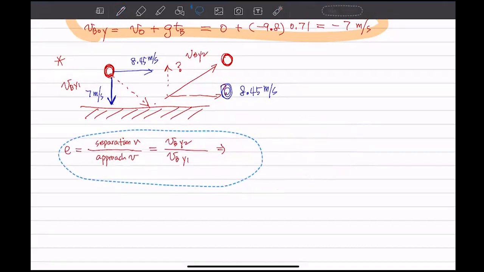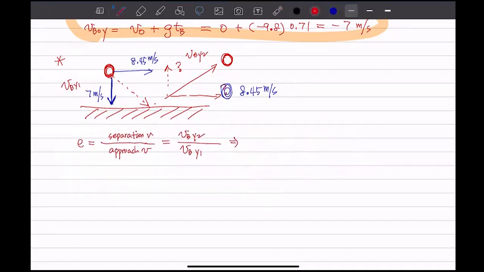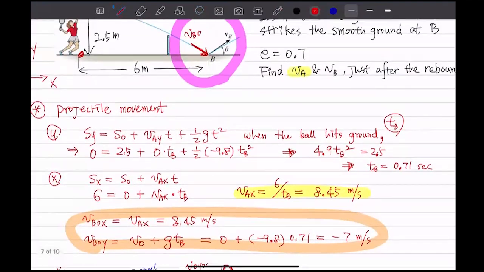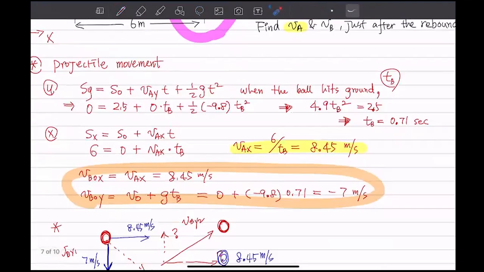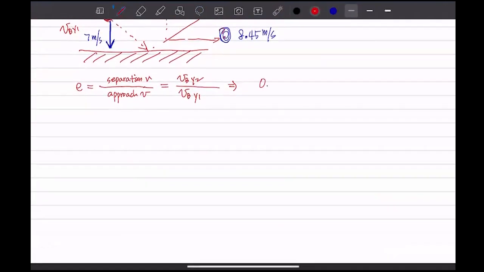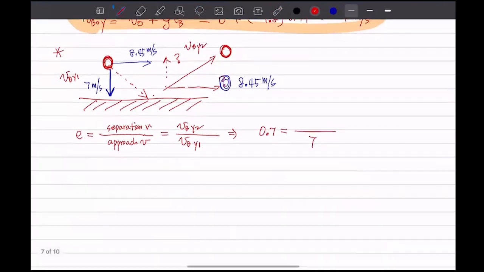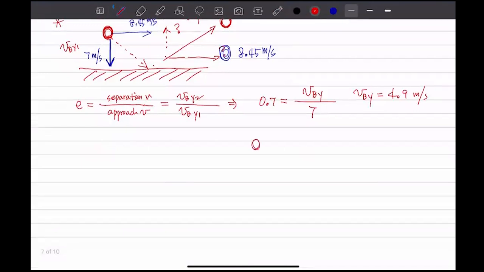Okay, and well, why now I use the space a lot over here. So E was given as 0.7, right? So if we use that number, 0.7 equals velocity going in, coming down was 7, and velocity that goes out is going to be VBY. And VBY is going to be 4.9 meter per second, like that. So we can find this thing out.